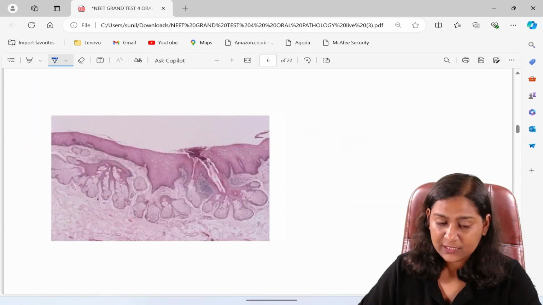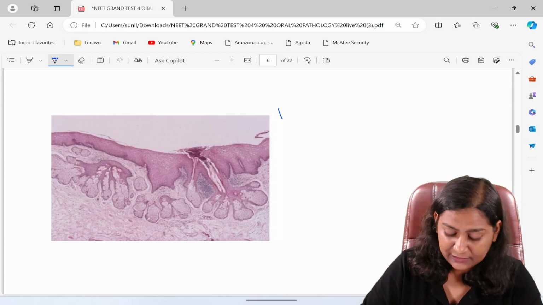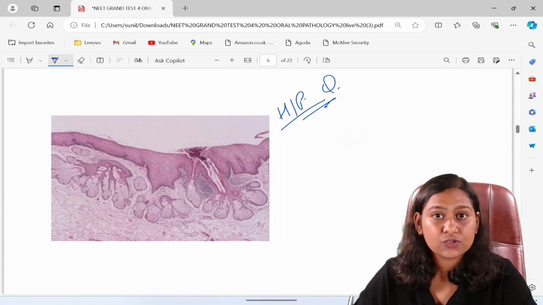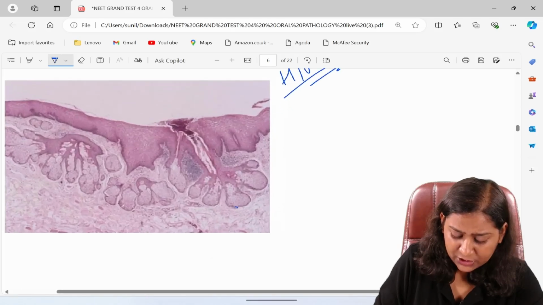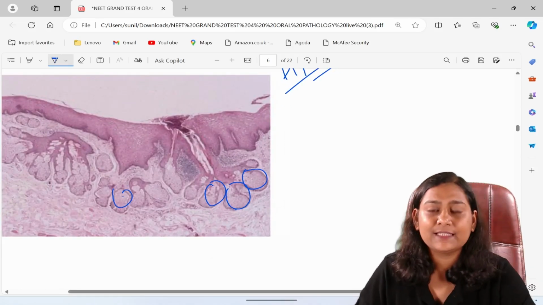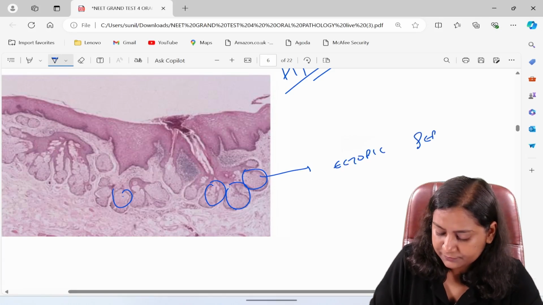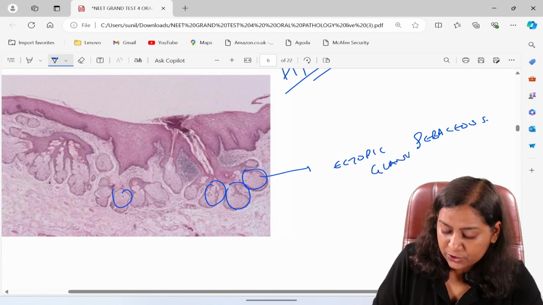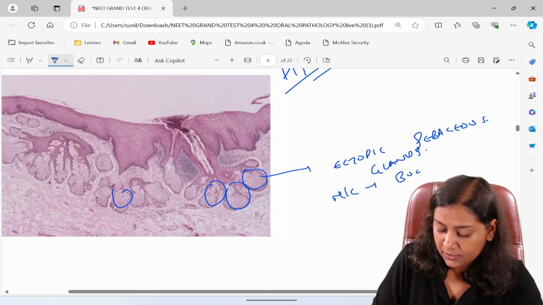Now, this is the histopathological image. They can give you this also as a question. So what is this histopathological image? These are collections of sebaceous glands, ectopic sebaceous glands. And which is the most common location in the oral cavity? It is the buccal mucosa.